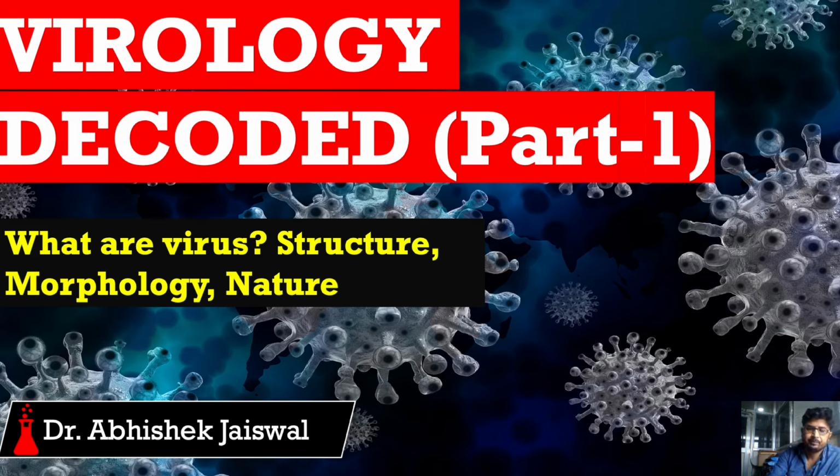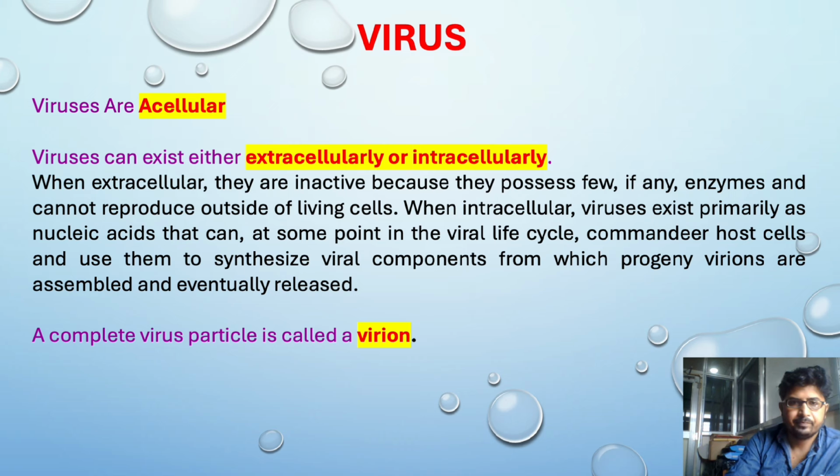So first we have to know what is a virus. A virus is a microorganism which cannot be seen with unaided eyes. You need a microscope to see the virus. Most viruses can be seen only under the electron microscope, but some viruses like Mimivirus and Poxvirus you can see under the light microscope with some modifications.